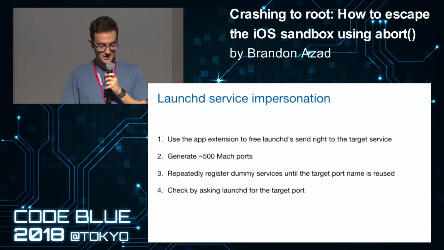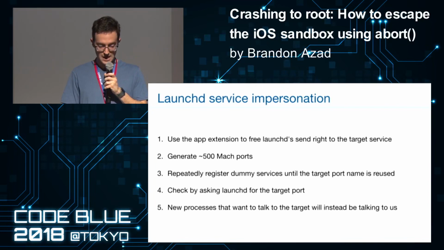We can check for success by asking launchd to send us the target service's port. Once launchd returns one of the ports that we've created earlier, we've won. And at this point, any new process that starts up and asks launchd to talk to the target will instead be talking to us, allowing us to man in the middle its requests.